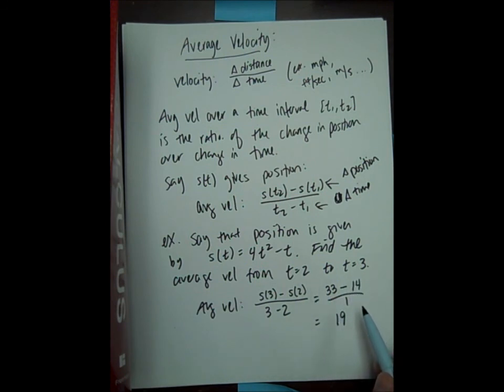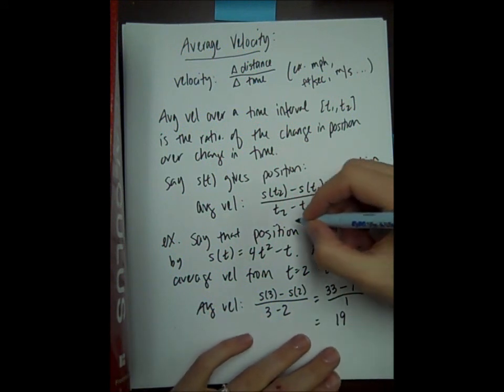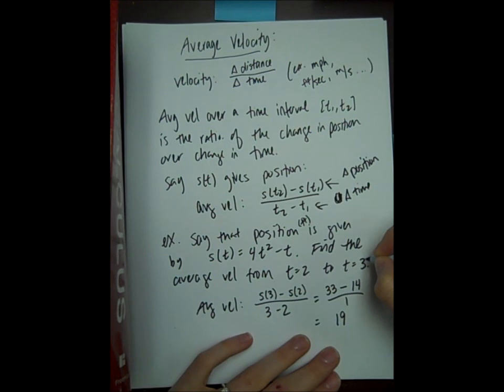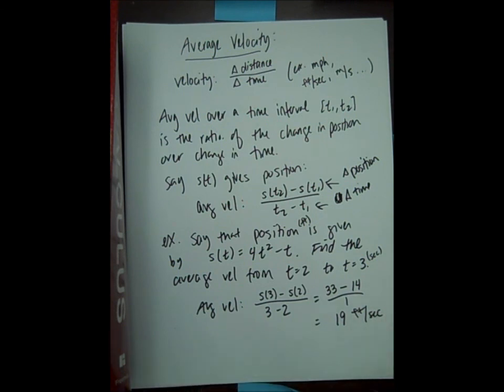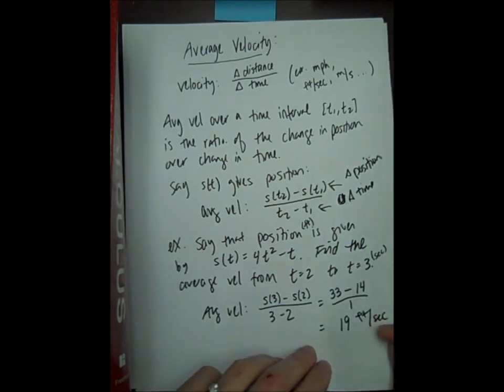Now what are the units on this? Well, the problem didn't tell you what the position is measured in. Let's say the position is measured in feet and t was measured in seconds. The average velocity would be feet per second. That was the position over time, so feet per second.